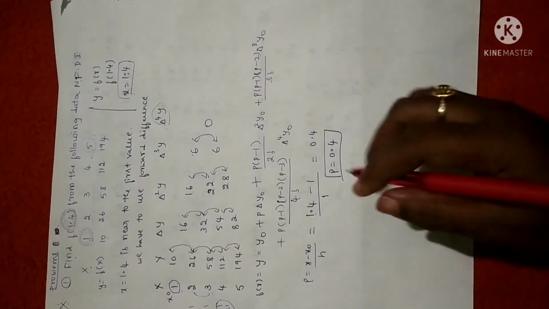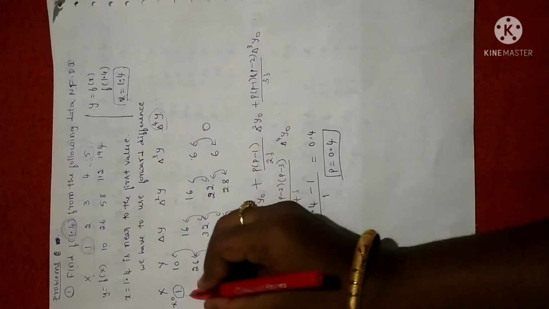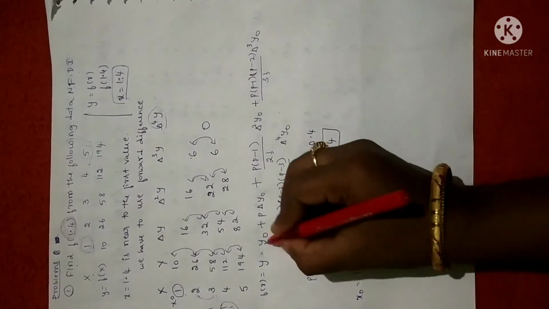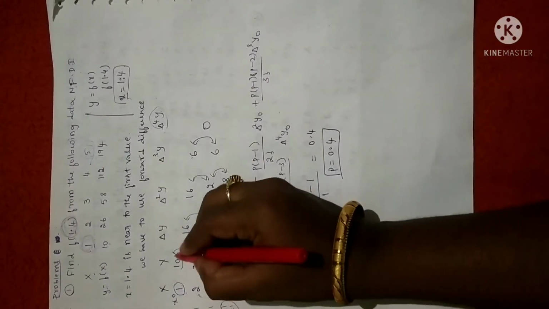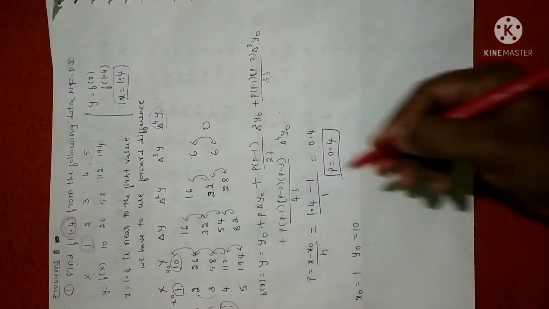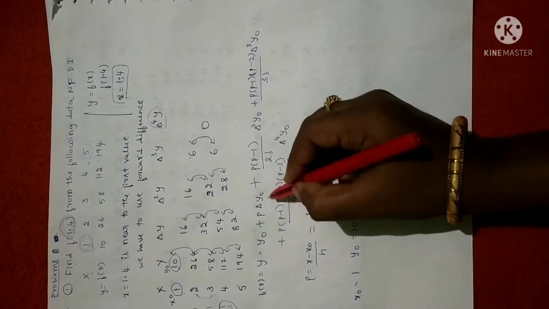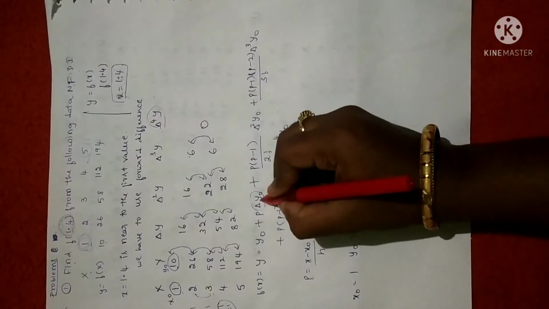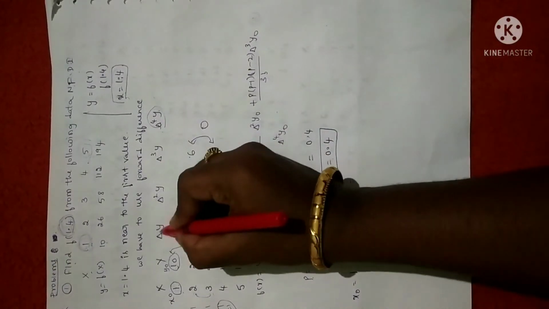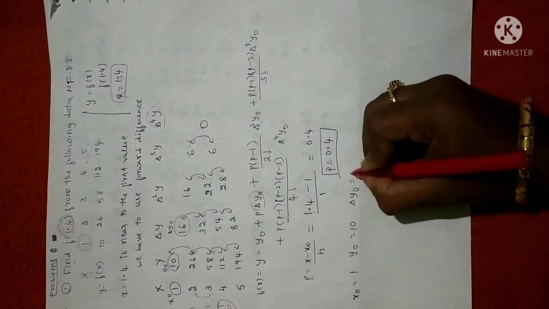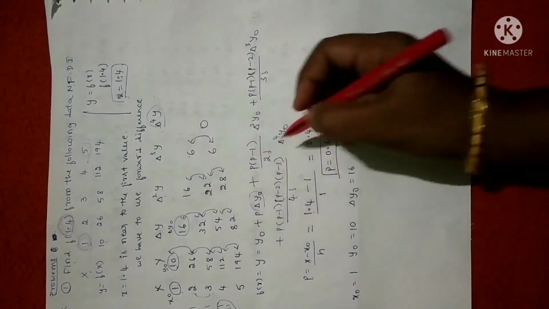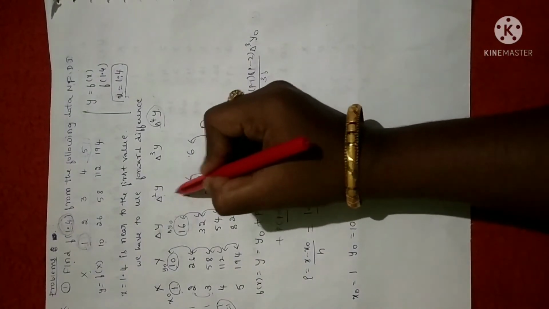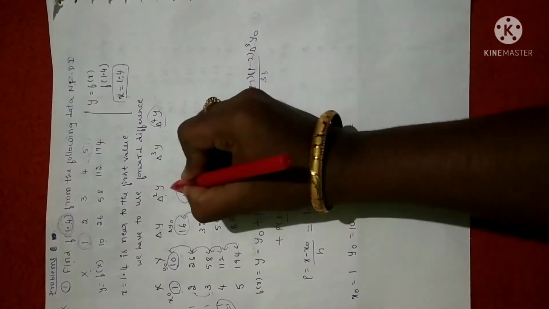Fine. Now we have to extract the values. So I'll just write here, x naught value 1. And what is the value of y naught? It is 10. Whatever value you have first is y naught. Next we need delta y naught. Once we have calculated p, we can note all the values. Delta y naught is 16. The first value in delta y is none other than delta y naught. Next, delta square y naught. The first value in delta square y naught is 16.